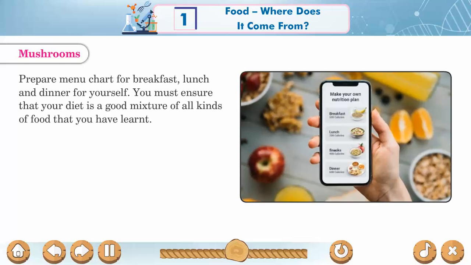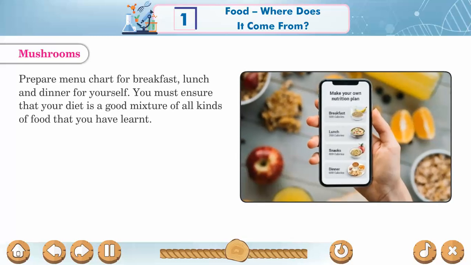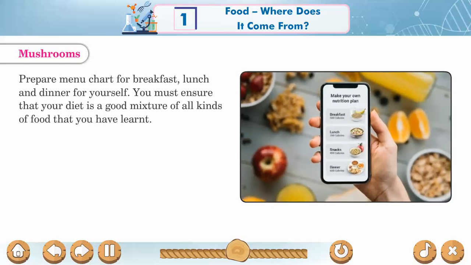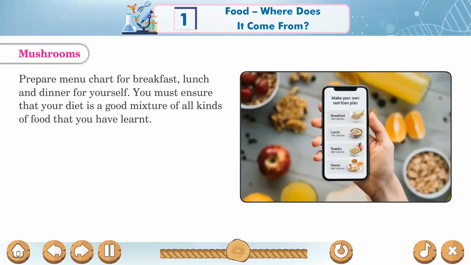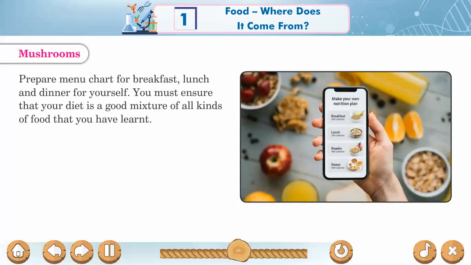Prepare a menu chart for breakfast, lunch and dinner for yourself. You must ensure that your diet is a good mixture of all kinds of food that you have learnt.